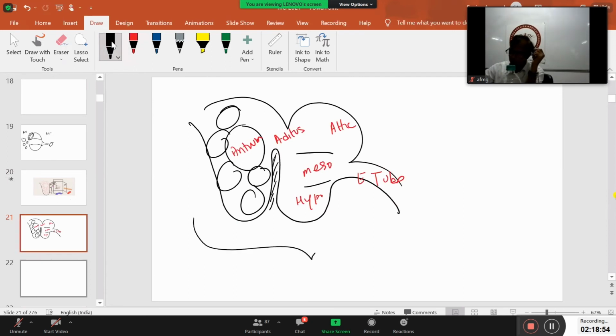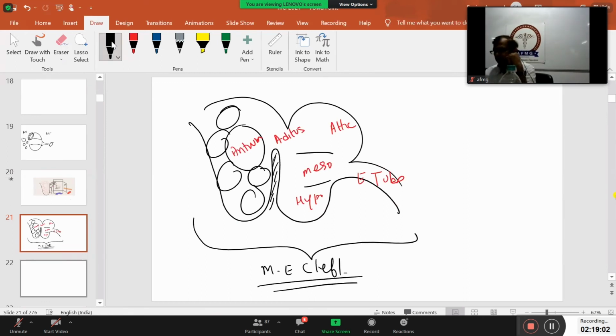And this whole thing has a common name. What is the common name? Middle ear cleft is the common name for this whole structure. Middle ear cleft. We have to talk about antrum. We have not talked about the antrum. The rest we have done already. We know aditus, we know attic, we know tube and all.